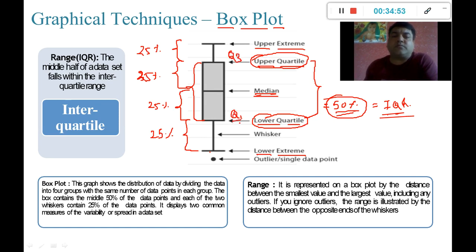The range between the upper quartile and the lower quartile is called the IQR, and the quartiles are denoted by Q1 and Q3. Q1 stands for quartile 1 and Q3 stands for quartile 3. So the IQR is the middle half of the data set, which falls within the interquartile range. If I have 500 or 1000 observations, the middle half of the observations will always lie between Q1 and Q3 in this box, and the difference between Q3 and Q1 is called the IQR.